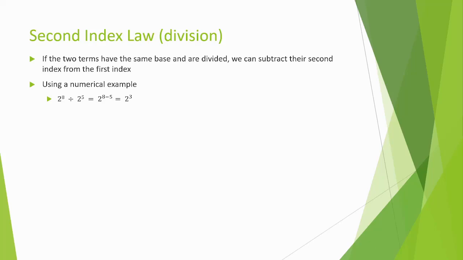So here's an example. We have 2 to the power of 8 divided by 2 to the power of 5. And as you can see, I've subtracted the 5 from the 8. So we got 8 minus 5 up there as an index. And that gives us 2 to the power of 3. And again, how does this work?